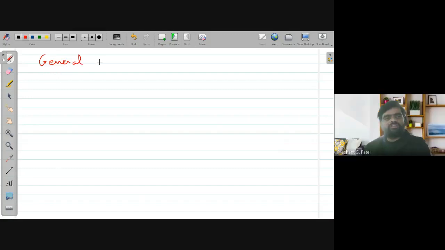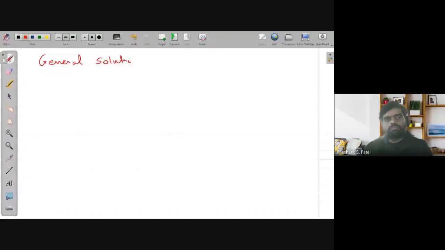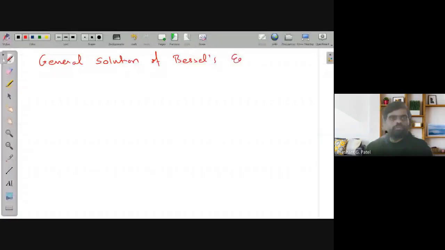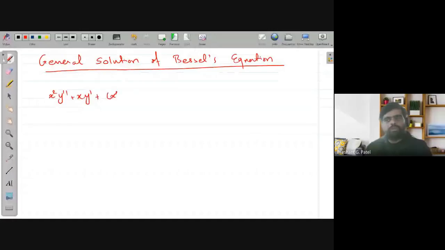Now the next is the general solution of Bessel's equation. General solution means we know that Bessel's equation is of the form x square y double dash plus x y dash plus (x square minus p square) y equal to 0, where p is greater than or equal to 0.